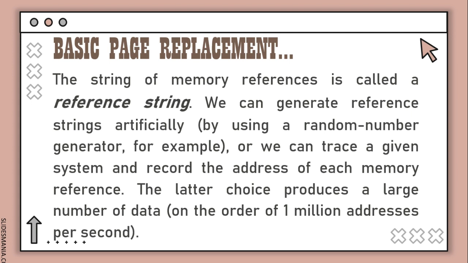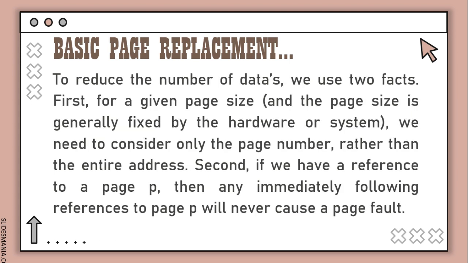The string of memory references is called a reference string. We can generate reference strings artificially by using a random number generator, or we can trace a given system and record the address of each memory reference. The latter choice produces a large amount of data, on the order of 1 million addresses per second. So, to reduce the amount of data, we use two facts.